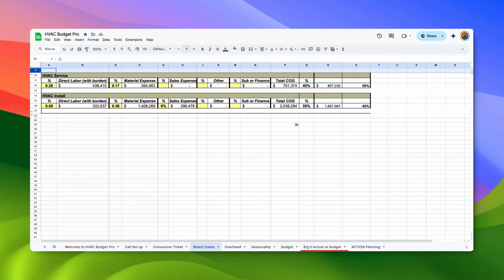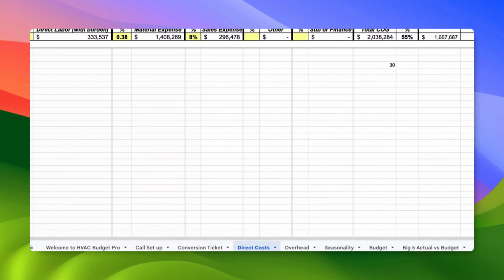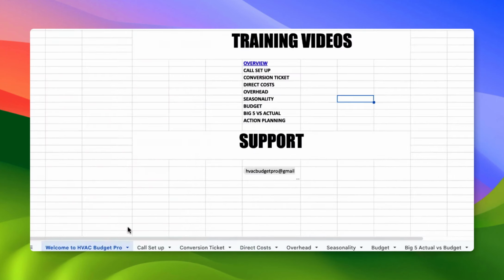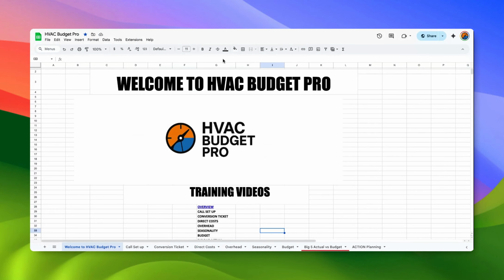Transform historical data into percentages. This will generate numbers based on revenue, linked to conversion rates and call setups. Have any questions? You know where to find me. Feel free to reach out.